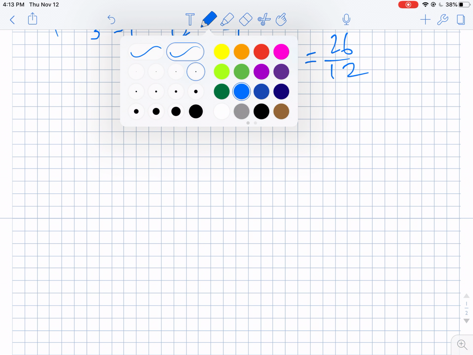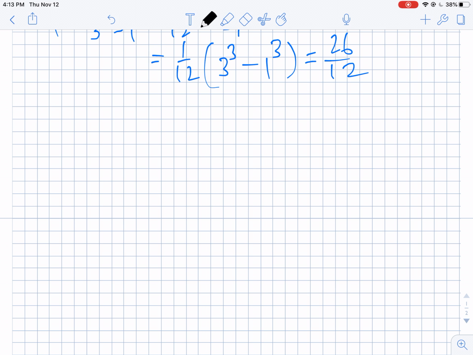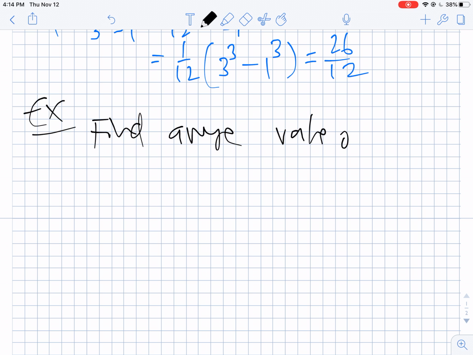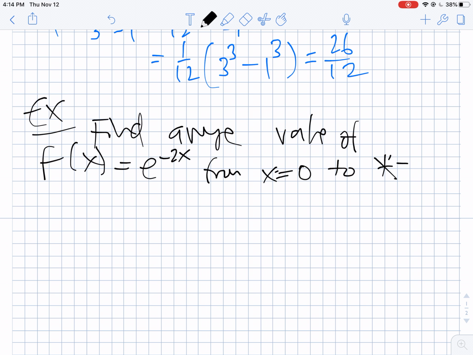Okay, let's do one more example here. This second example is going to have a little extra work. I'm going to say find the average value of f of x equals e to the negative 2x from x equals 0 to x equals 2. Ooh. So this is an average value problem. We've seen those before. So this is my a and this is my b.